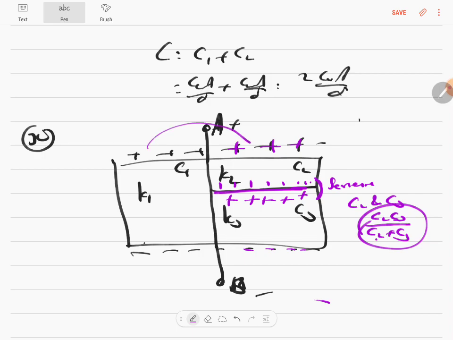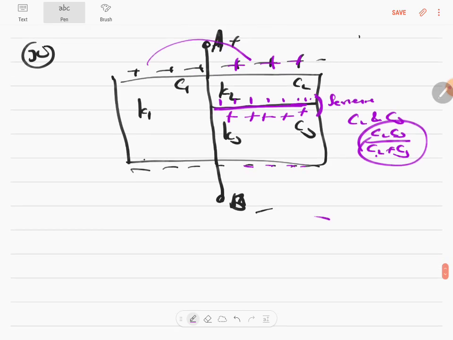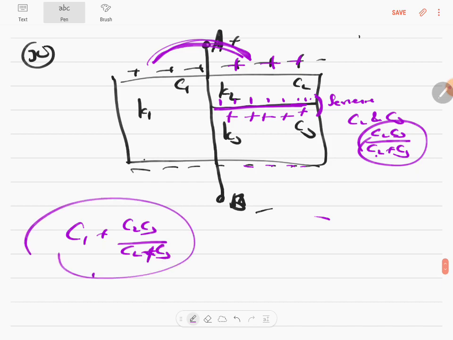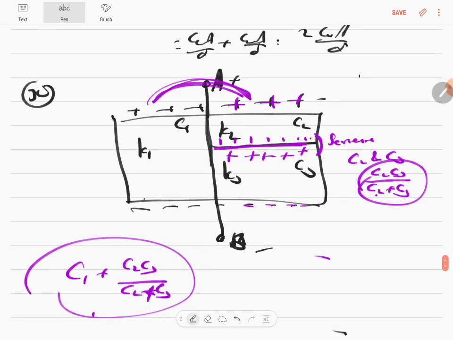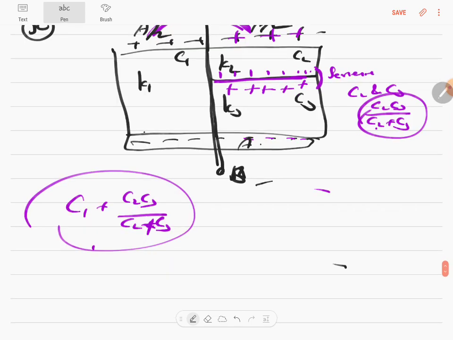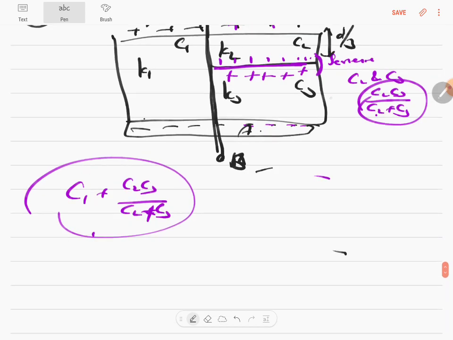And C1, and this entire setup is going to be in parallel, because positive and positive are connected, which shows that C1 plus C2 plus C3 will be the equivalent capacitance of this entire arrangement. So let's calculate. Can you see it's exactly divided halfway? If this plate area is A, then obviously this will be A by 2 and this will be A by 2. It's been given that this plate has a separation of D by 3 and this is 2D by 3.